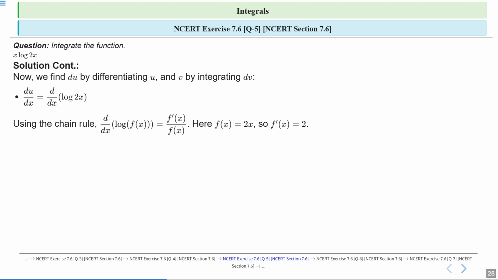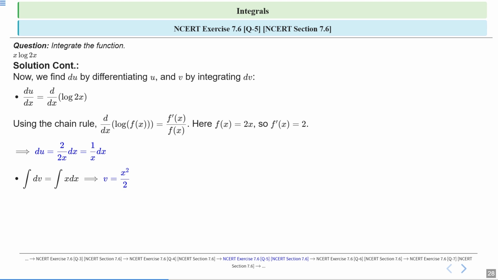Now we apply the chain rule. At first we differentiate log 2x, that is 1 by 2x, and then according to the chain rule we differentiate 2x, that is 2. So we get 2 by 2x. So the original answer is 1 by x dx. You should know the chain rule to differentiate log 2x. So du is equal to 1 by x dx.